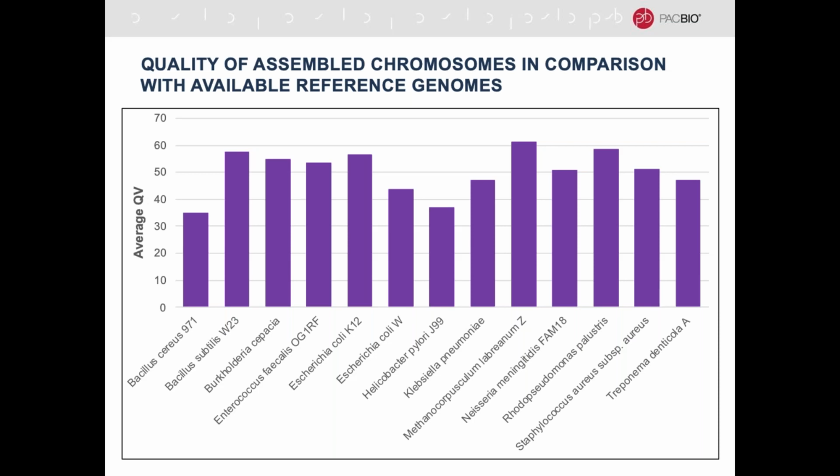That means 99.9% accurate for QV30. QV40 would be 99.99% accurate, and so on. So our assemblies are pretty accurate and giving good results, all the way up to just above QV60 for that one species in particular.